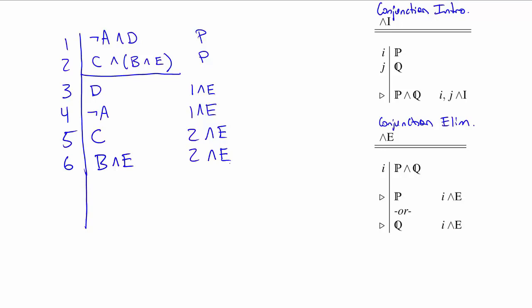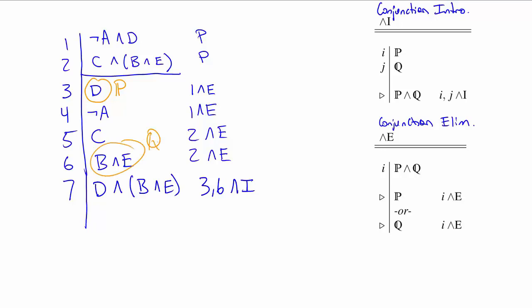Now what we could do is make some new conjunctions. So take line 3 and let's say line 6. We can put those two together into a conjunction of their own. D and B and E. We have to put the B and E in parentheses to show that they're a unit, and the justification there will be 3, 6, conjunction introduction. So D is playing the role of P here, and B and E is playing the role of Q, and we're putting them each together into a conjunction, just like the rule allows us to do.